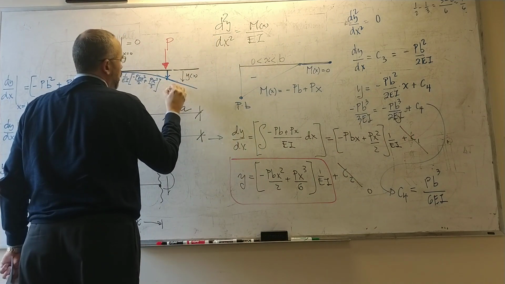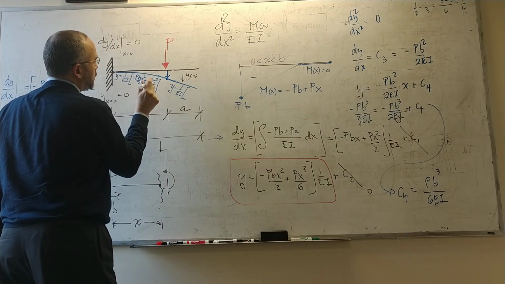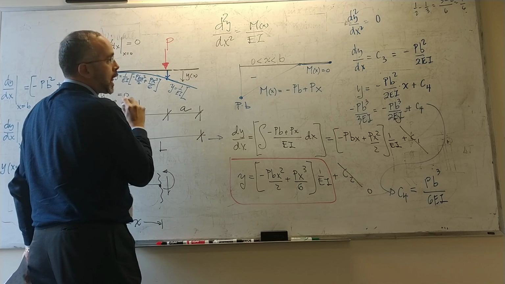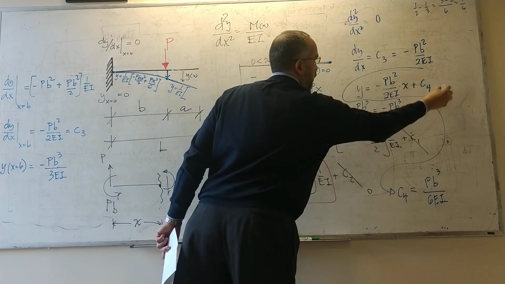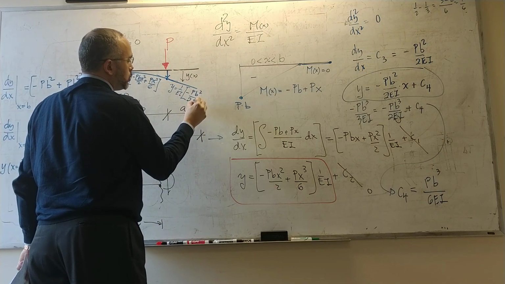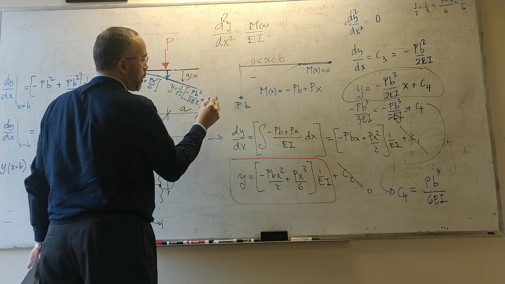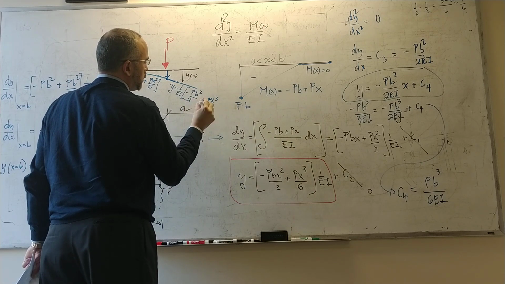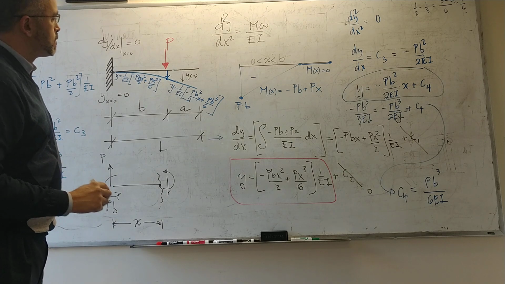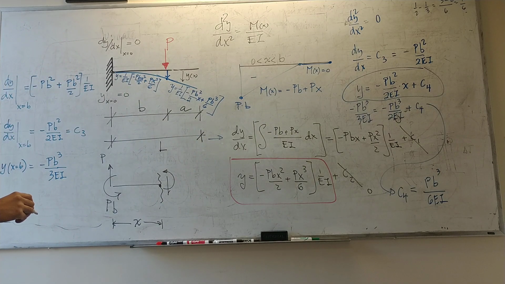So in this segment, y is equal to 1 over EI times, again, this is a 6 right here, minus Pb squared over 2EI plus Pb cubed over 6EI times x. That's the equation for this branch of the deflected shape. Okay?